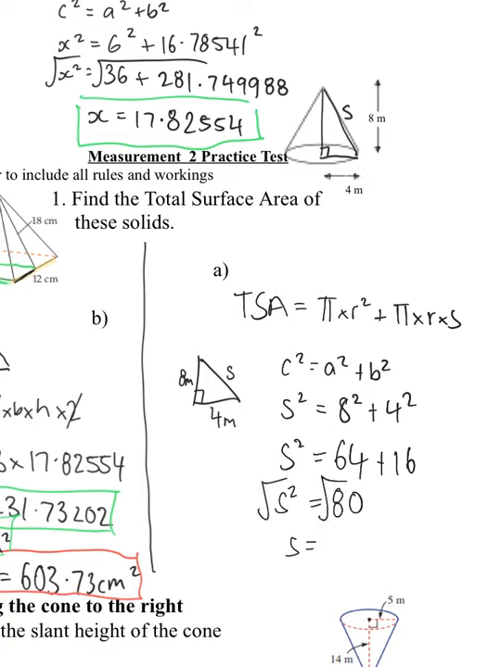Then to find the value of s, square root both sides. So it is the square root of 80, which is 8.9. And again, I'll use a few decimals just because it's not our final answer. Just to be safe. Cool. So we've got our slant height.